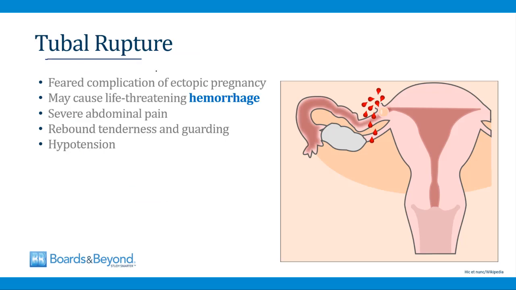A tubal rupture is the feared complication of ectopic pregnancy. When this happens, there's bleeding from the fallopian tubes, and this can cause life-threatening hemorrhage. A tubal rupture presents as severe abdominal pain, there will be rebound tenderness and guarding, there can be hypotension from hemorrhage, and this is a surgical emergency.